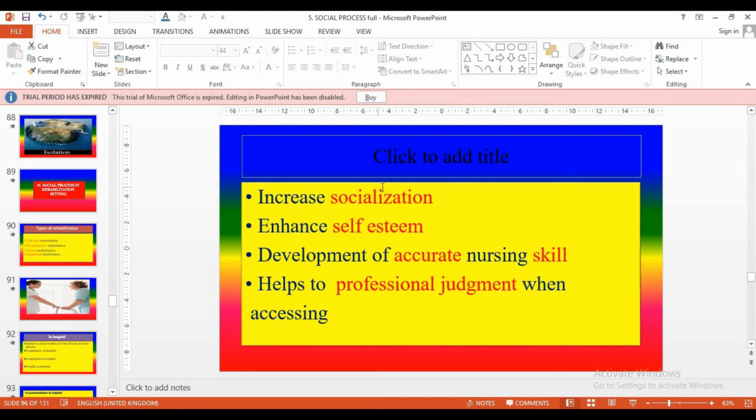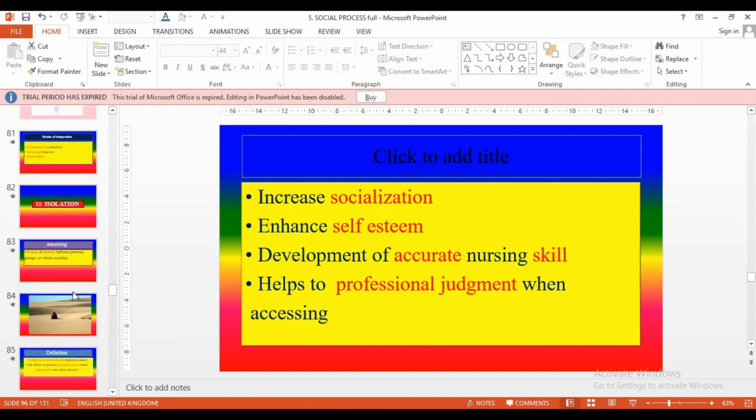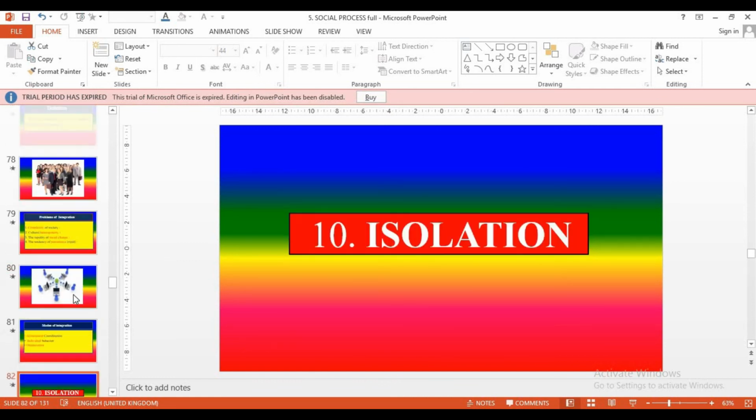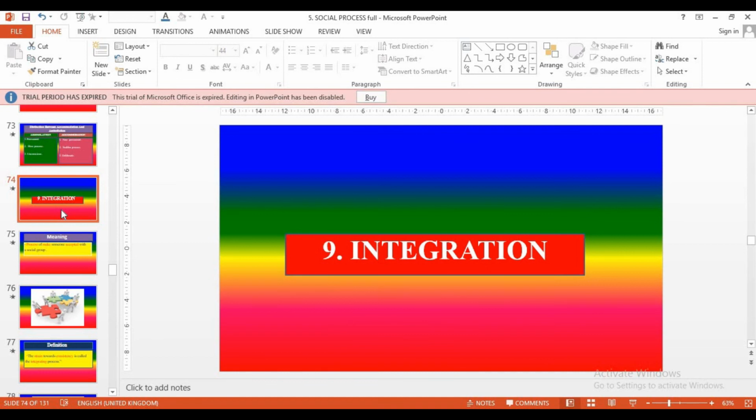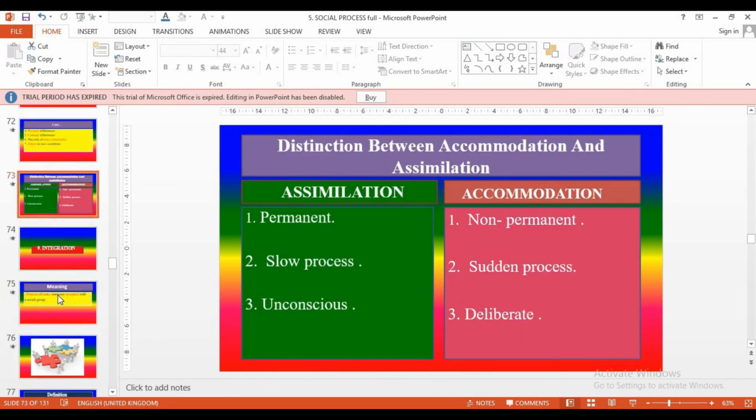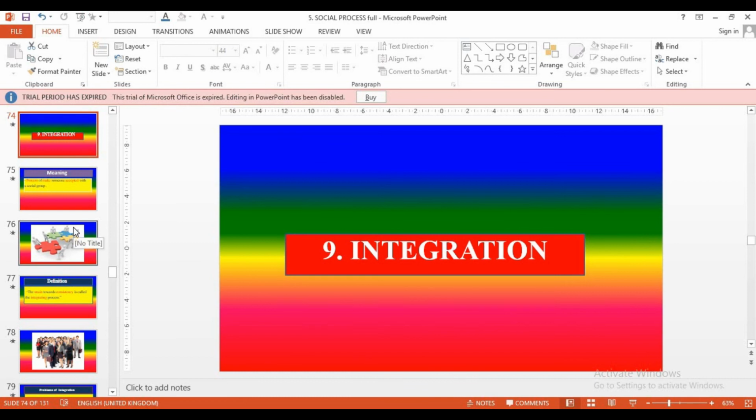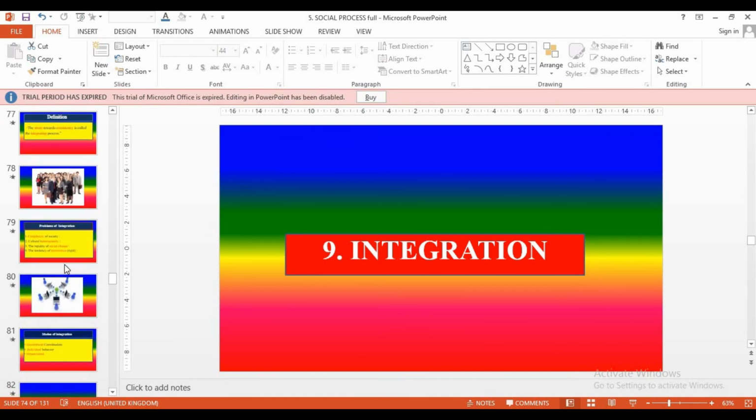Next, integration. Integration, in other words, coordination. Mainly coordination in macro sociology concerns coordinating or integrating every section of the population. In the organizational aspect, integrate or coordinate every department.